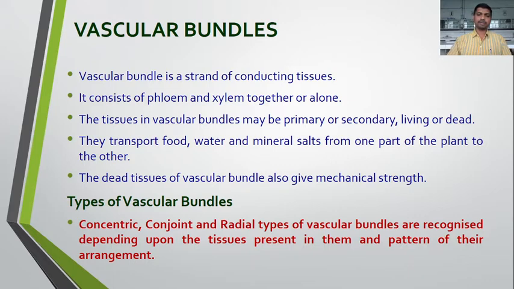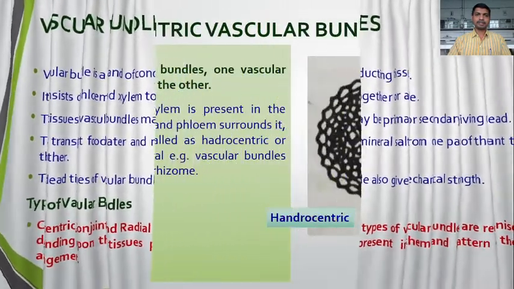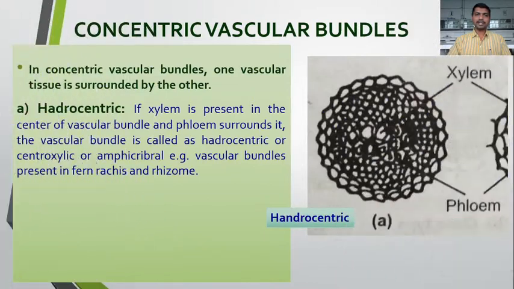Okay, one by one we are going to study these different types of vascular bundles. The first type is the concentric vascular bundle. What is the characteristic of this type, where one vascular tissue is surrounded by the other? How many vascular tissues are present in the vascular bundle? There are two tissues, that is xylem and phloem. These are the vascular tissues. In concentric vascular bundles, one vascular tissue is surrounded by the other.